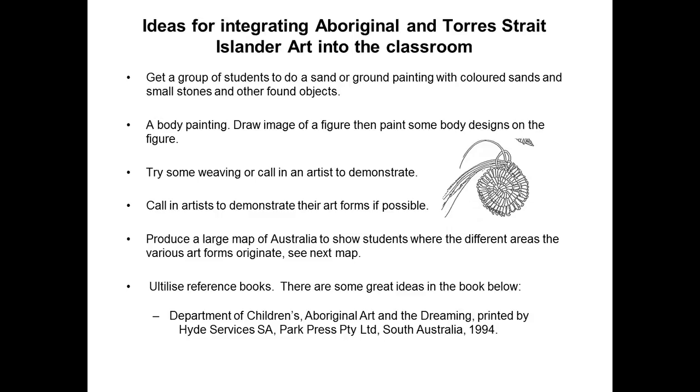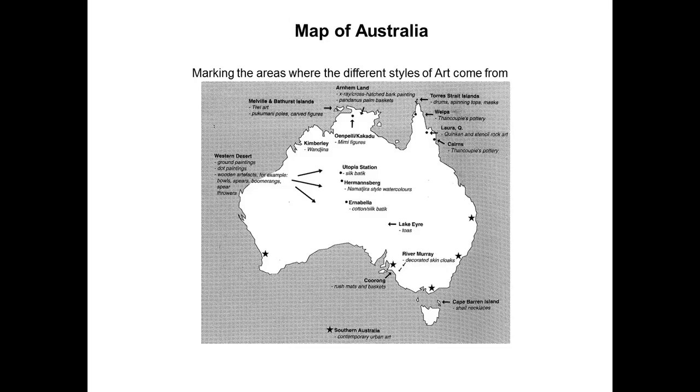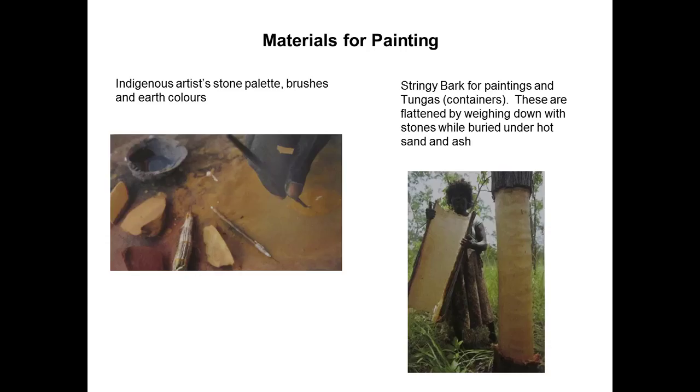And there's a textbook down there that can help you with further information. There's the map of Australia marking the areas where the different styles of art come from. And there's plenty of these maps around. Different materials for painting. You see the bark coming off the tree there.